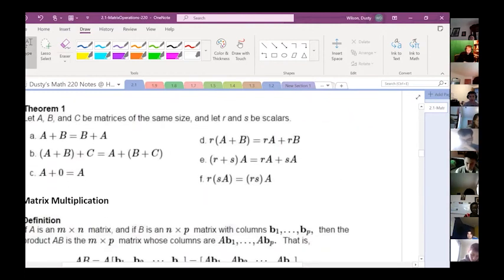So theorem 1 is nice. It's basically saying that all these things work. So in A, we're saying that when you're adding, the order doesn't matter. In B, we're saying that you have associativity in addition. So you can associate, you could say, well, the A and the B work together, or the B and the C work together, works either way.